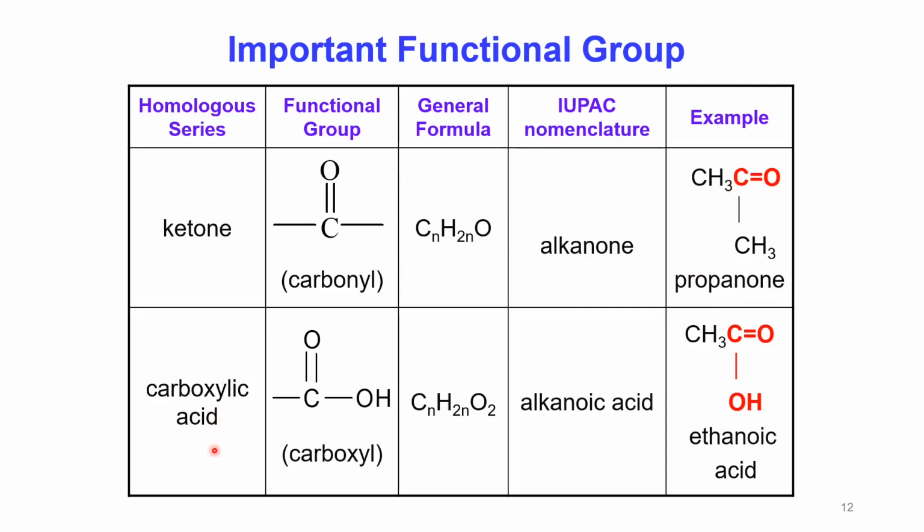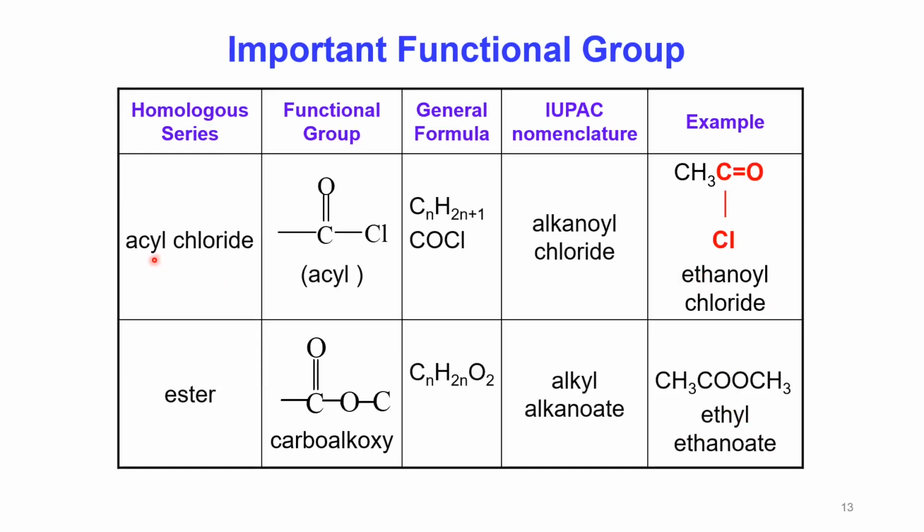Next, we have the carboxylic acid. This is the structure for the carboxyl group, and the name of the functional group is carboxyl, C double bond O, OH. The general formula is CnH2nO2, and the IUPAC nomenclature is alkanoic acid, so the nomenclature ends with the word acid. An example for carboxylic acid is CH3C=OOH. There are two carbon atoms in this carboxylic acid, so the name is ethanoic acid.